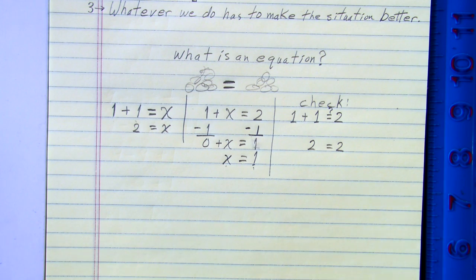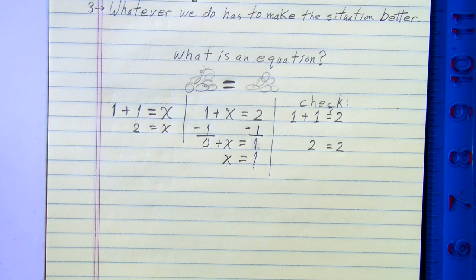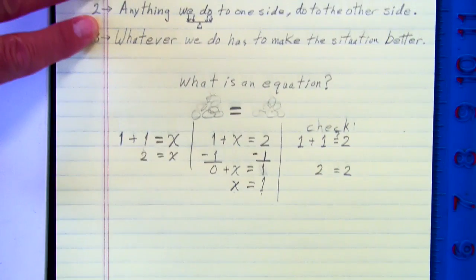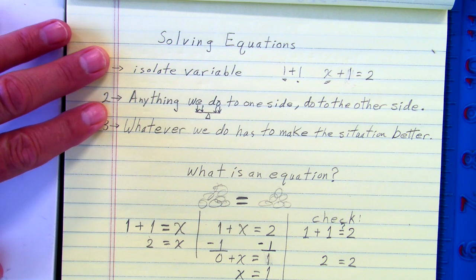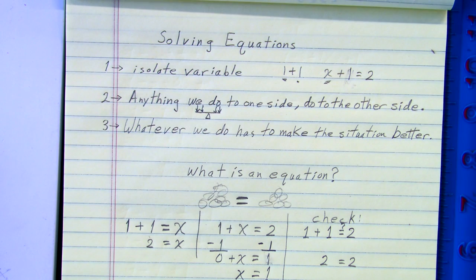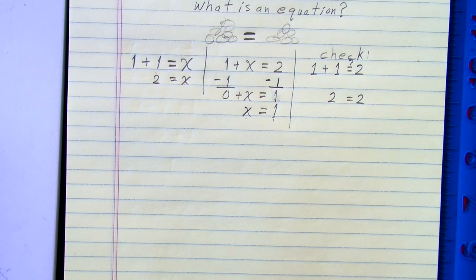Now, some people say, well, if you've got addition here, use subtraction. Yeah, okay. If you've got subtraction, use addition. If you've got multiplication, use division. If you've got division, use multiplication. That's true, but it's just more junk to remember, okay? This is easier. You're looking to isolate that variable. Anything you do to one side, do to the other, and whatever we do has got to make the situation somewhat better. Now, let's look at another example.